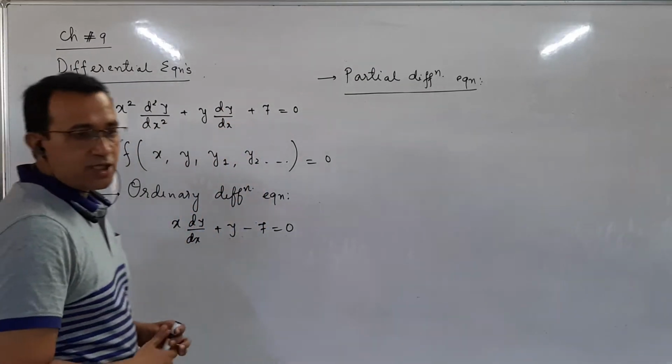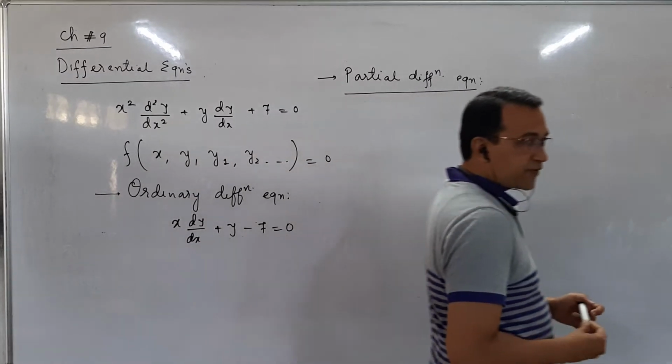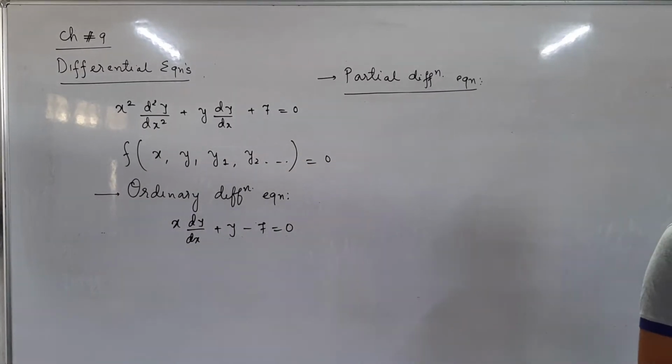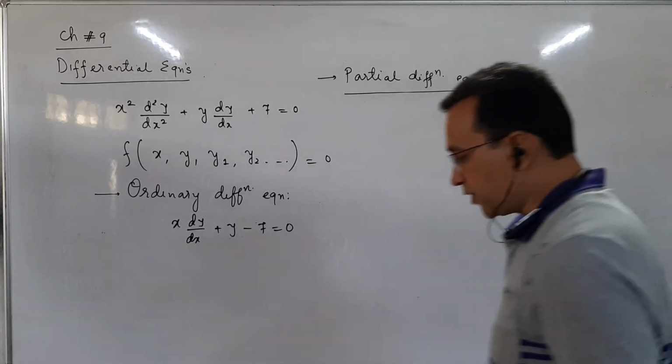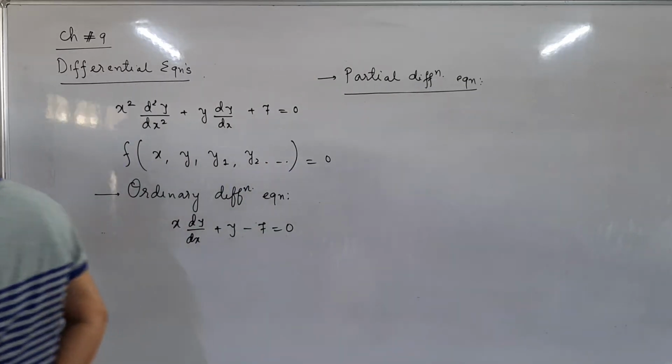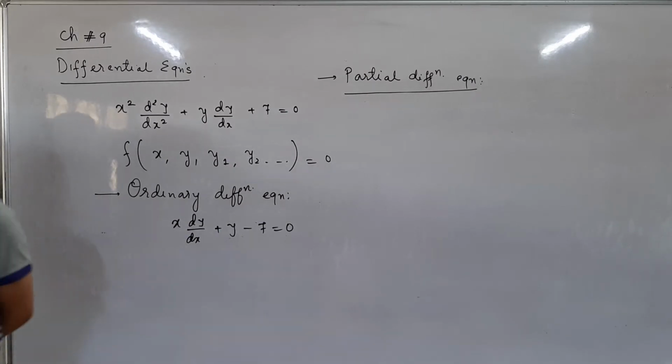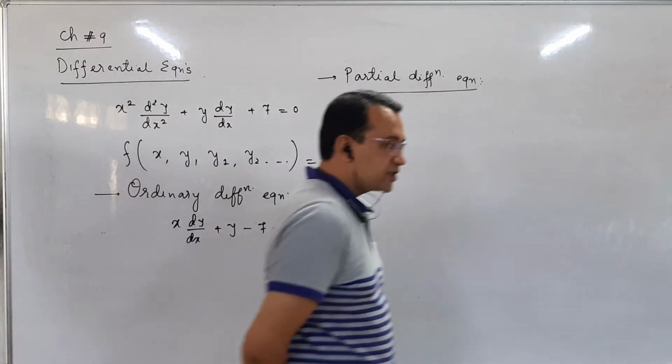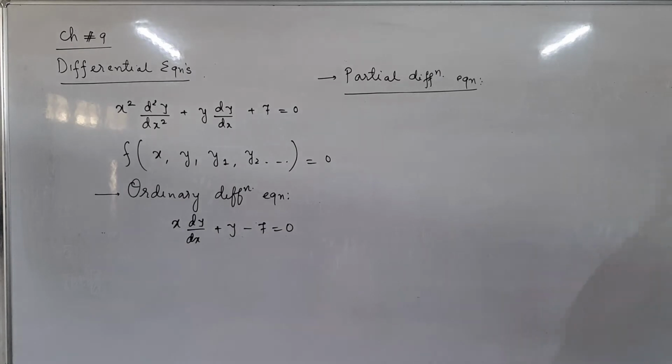Then what is partial differential equation? A differential equation where the derivatives of dependent variable y are considered with respect to more than one independent variables, then such a differential equation is called partial differential equation. That is not there in your syllabus. So whenever I write a differential equation, it means, students, ordinary differential equation.